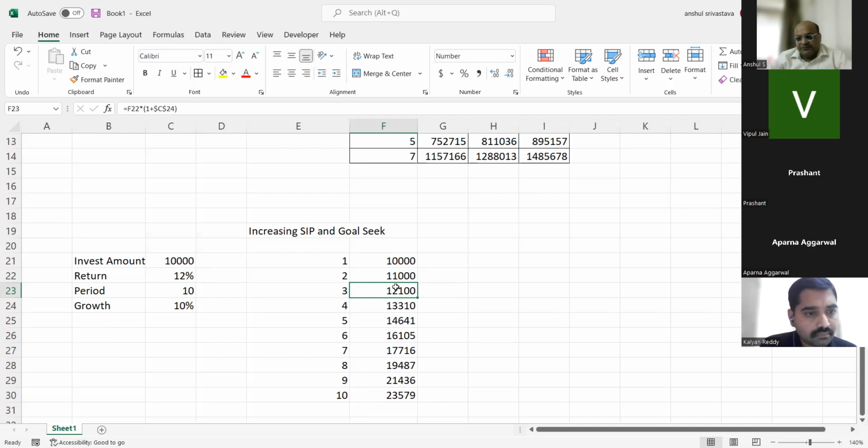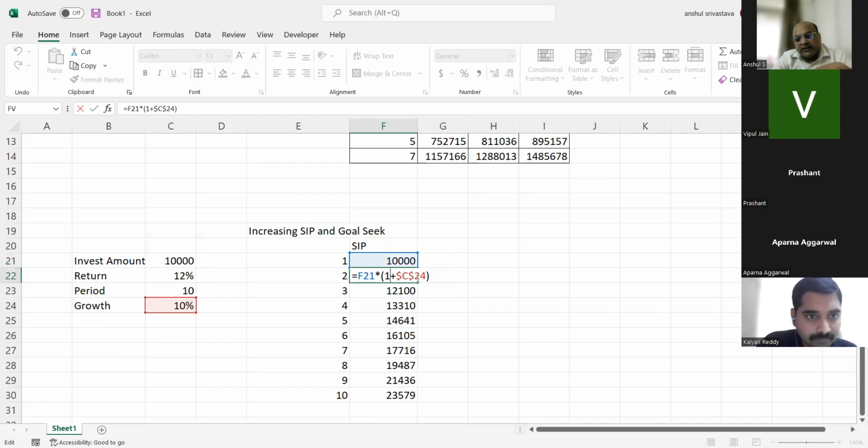Now what do we do? Sir, just show once how to fix the cell. For fixing the cell, we need to put a dollar sign in front of the row and column. After selecting the cell, 10%, for fixing use either F4 or function key and F4. On my computer, it is Fn and F4. In some computers, it is directly F4 also.